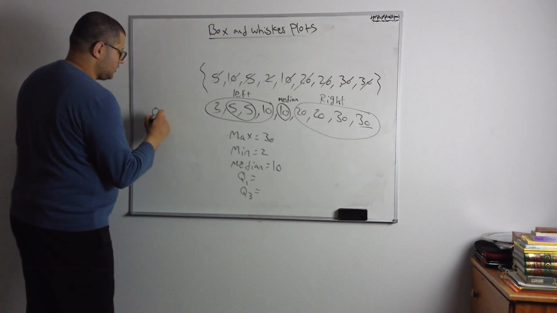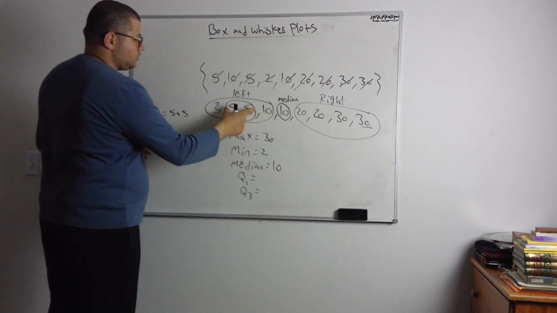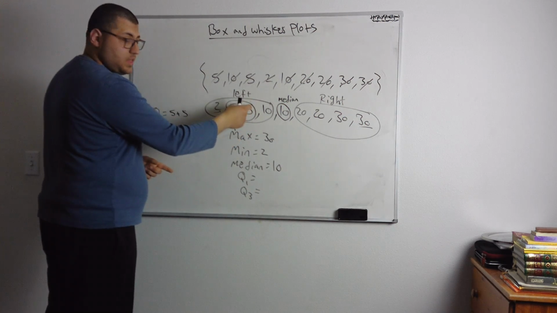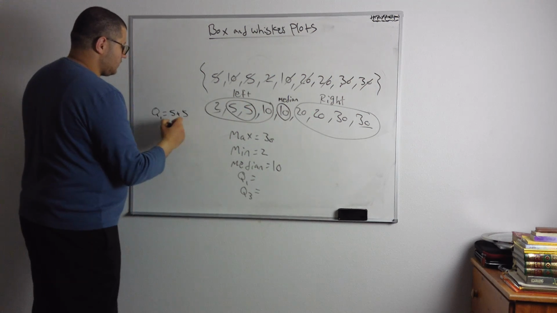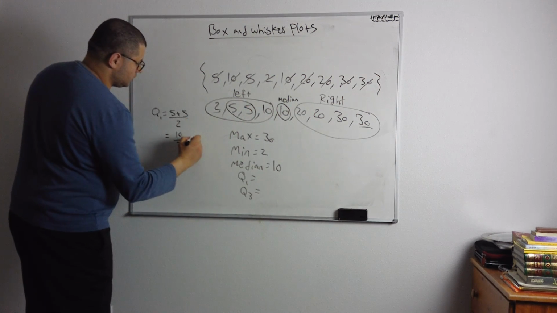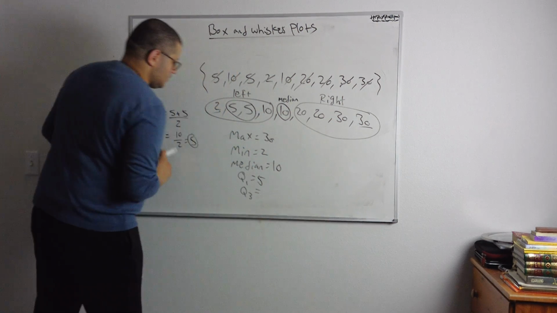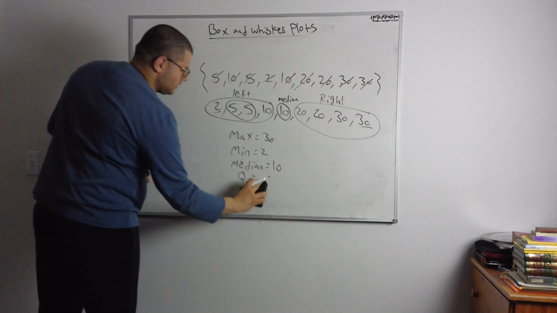So quartile 1 is going to be 5 plus 5 to make it even, right? So to find the median of that, we find the middle number, 5 plus 5 over 2. That equals 10. 5 plus 5 is 10 over 2. It's 5. So quartile 1 is 5. Okay? Quartile 1 is 5.